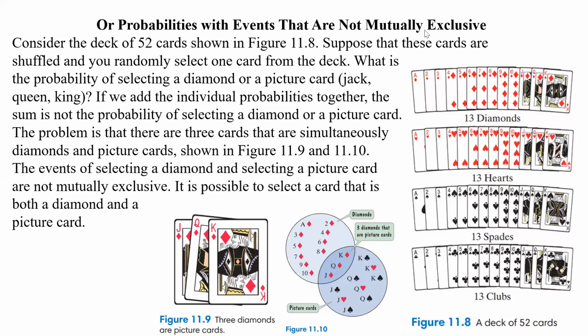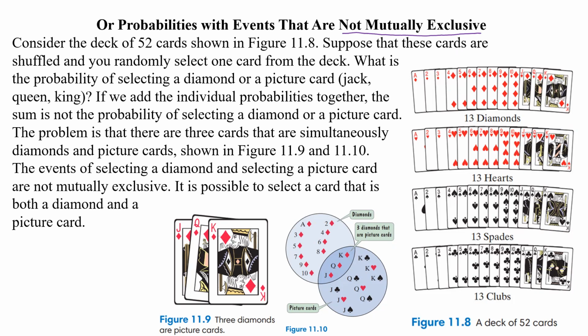All right, so here we're moving from probabilities of events that are mutually exclusive to the ones that are not mutually exclusive. So the "not" here is the key on this one. Now let's consider the deck of 52 cards we have here on the right side. Suppose that these cards are shuffled and you randomly select one card from the deck. What is the probability of selecting a diamond or a picture card?